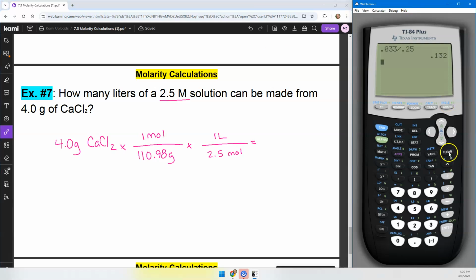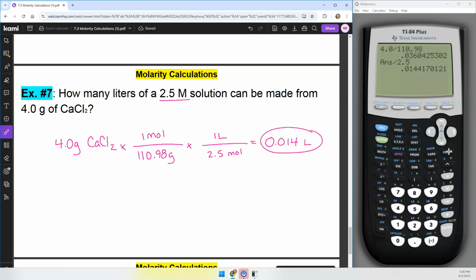So again, your molarity equation doesn't always have to be moles over liters. In this case, we flipped it because we were trying to find liters. Okay, so 4.0 divided by 110.98, and let's divide that by 2.5. So we get 0.014. We want 2 significant figures, so it would be 0.014. And it's asking us for liters, so those would be our units there.